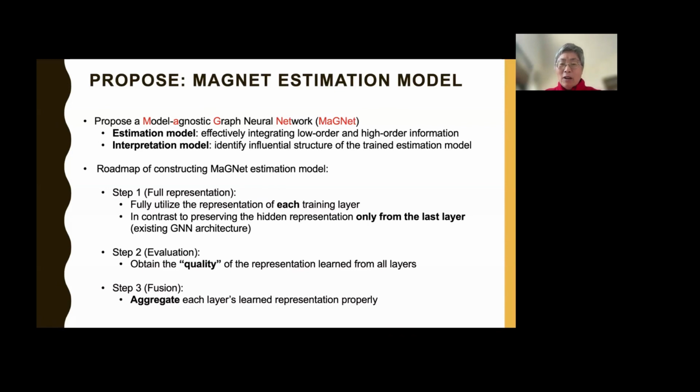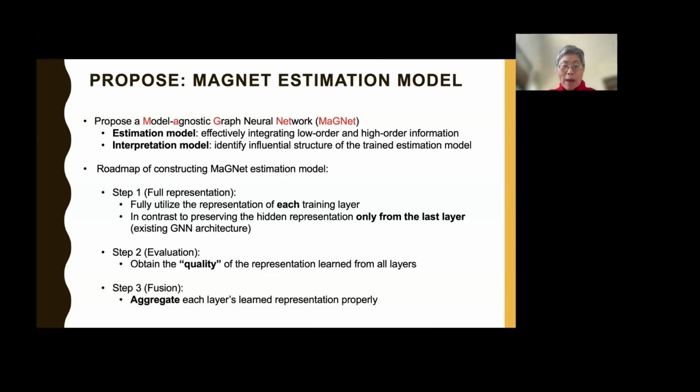We call it the model-agnostic GNN. We try to accomplish two goals. One is the estimation model, where we try to do better prediction. The prediction doesn't just care about the final output; we also try to effectively integrate low order and high order information. In addition, we also want to do something the GNN cannot accomplish: interpretation. So we try to identify the inferential structure of the trend estimation model. We try to explain which features are important, which nodes are important, and also which time period and concentration level are important.